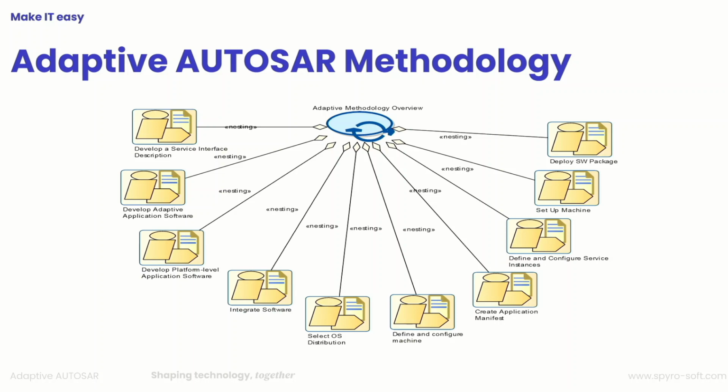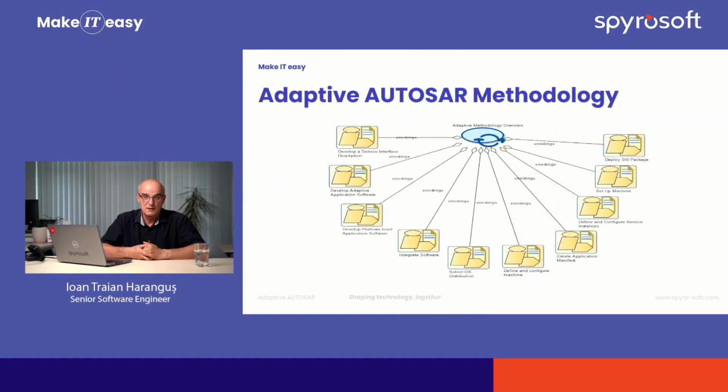Then we need to create some application manifests, we will talk about this later on. Then we need to define and configure server instance manifests, which are used together with some IP protocol to set up a communication between two applications which are lying in two different virtual machines. Yeah? And then, of course, to set up the machine, and then later on to deploy our software package to the adaptive platform.